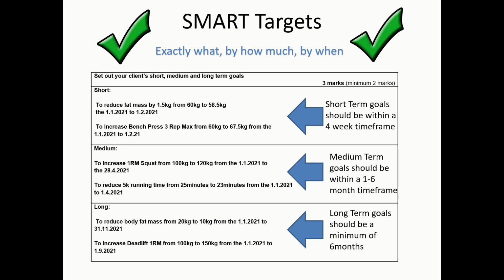The criteria in which to gain the full marks is that they need to be in a sentence format. You need to say specifically what goal you're trying to achieve. You need to say by how much, and therefore give an actual unit of measurement by which this will be measured. And also you need to give specific start dates and end dates. Those are really the three things which we're looking for when it comes to giving you the full marks for this particular section.